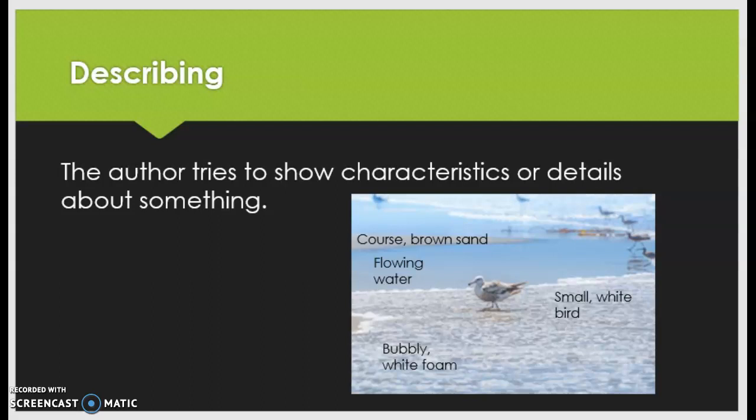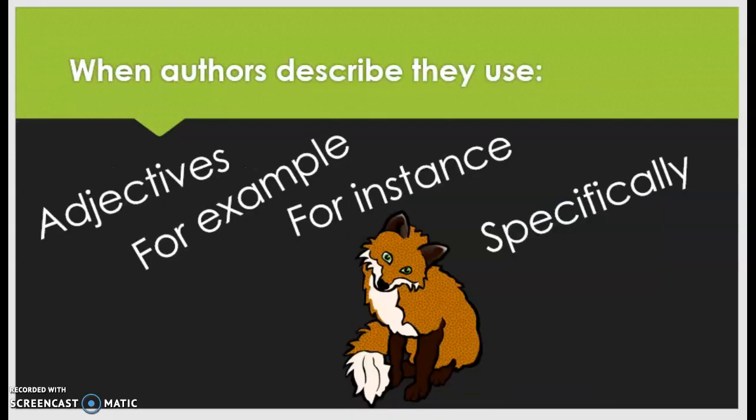For example, look at this picture right here. If I were to describe it, I would say there's a small white bird. Flowing water, coarse brown sand, bubbly white foam are good words to help me describe. So when you're looking for a describing paragraph, you're going to be looking for adjectives. Remember what adjectives are? Adjectives are words that help people describe things like people, places, and things. So you're looking for words that describe nouns: blue, pretty, far, short, tall. You're also looking for words like for example, for instance, specifically. But mostly you're seeing if in the paragraph the author is describing something or telling you about something.